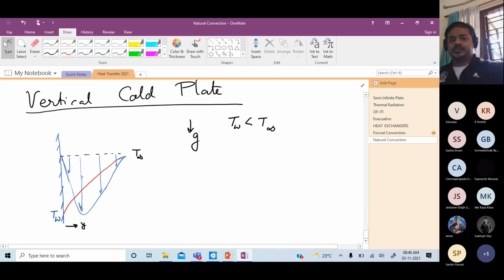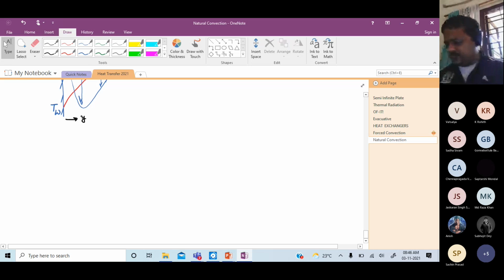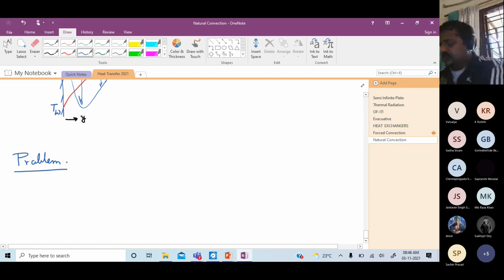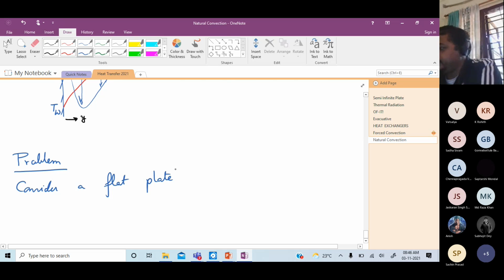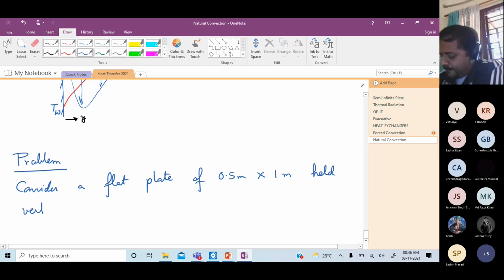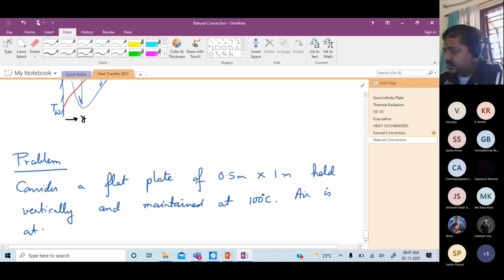Okay, let us get to a problem. Very simple one. We have about 15 minutes left in the first hour. This is a very simple problem. Consider a flat plate, 0.5 meters by 1 meter, held vertically and maintained at 100 degrees C. Air is at 40 degrees C and 1 atmosphere.